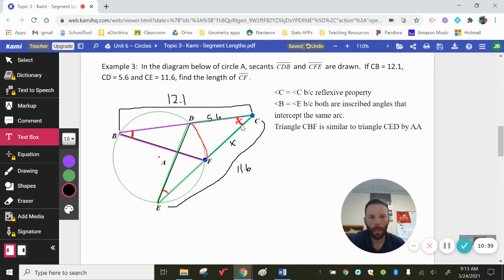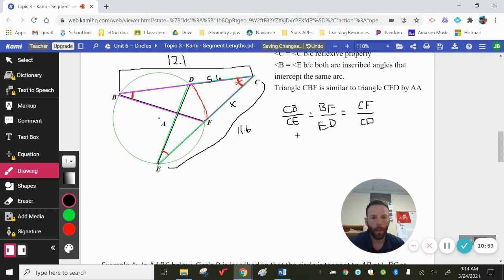Okay, let me write a little note about that. So angle C was congruent to itself by the reflexive property. Angle B was congruent to angle E because both are inscribed angles that intercept the same arc. So the triangle CBF must be similar to triangle CED. And since the triangles are similar, now we can do this. The corresponding sides must be in proportion.